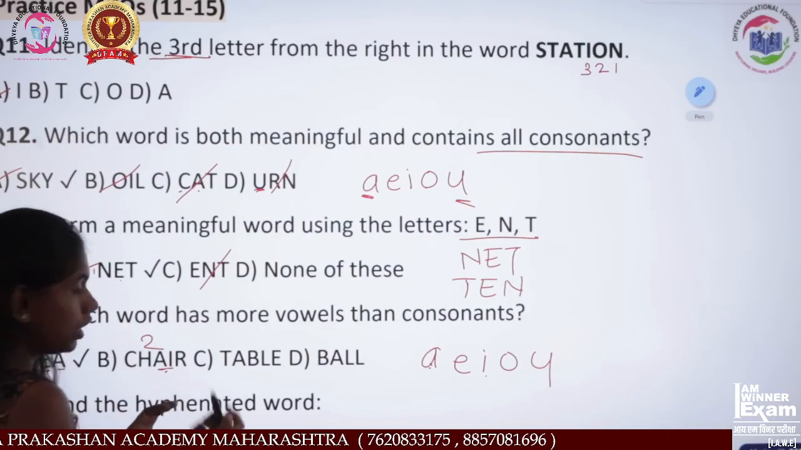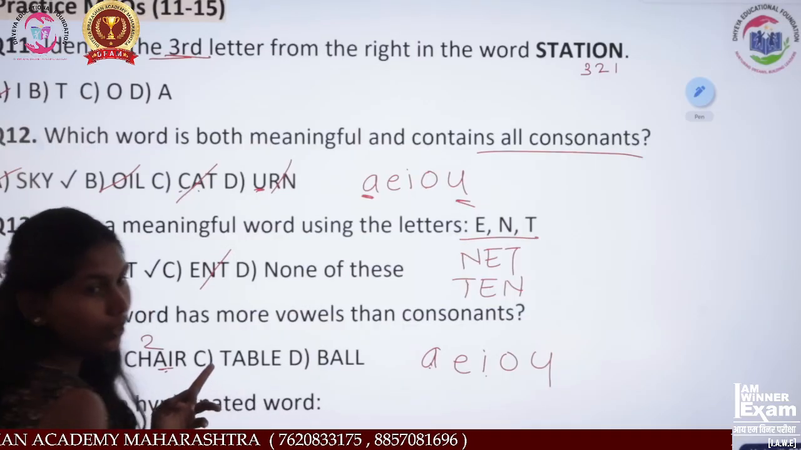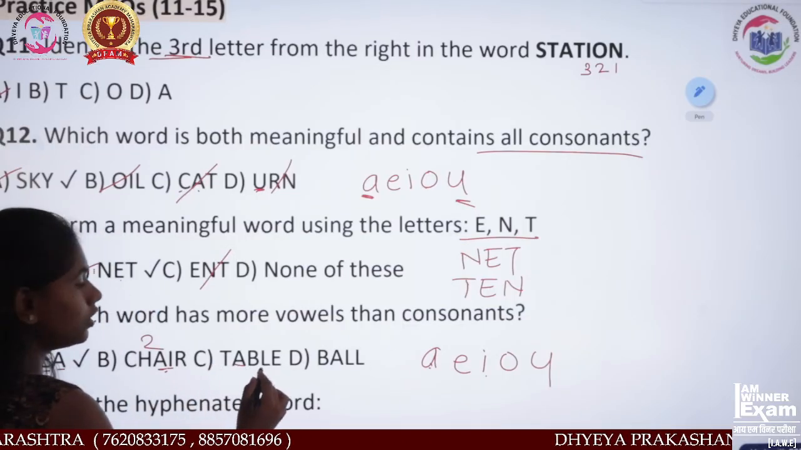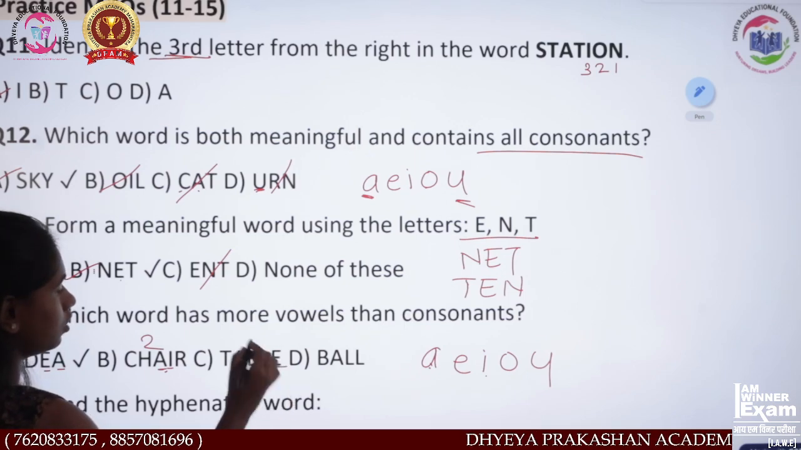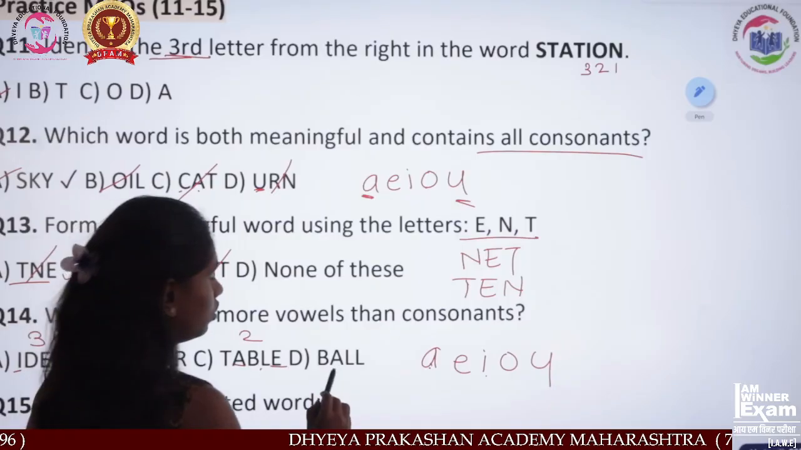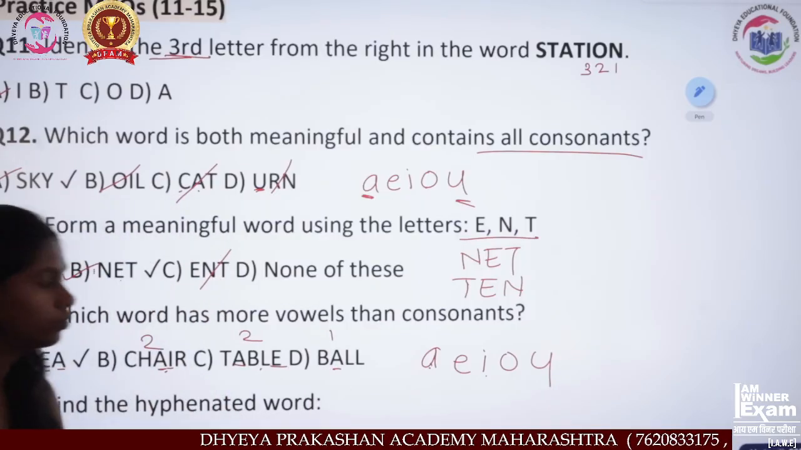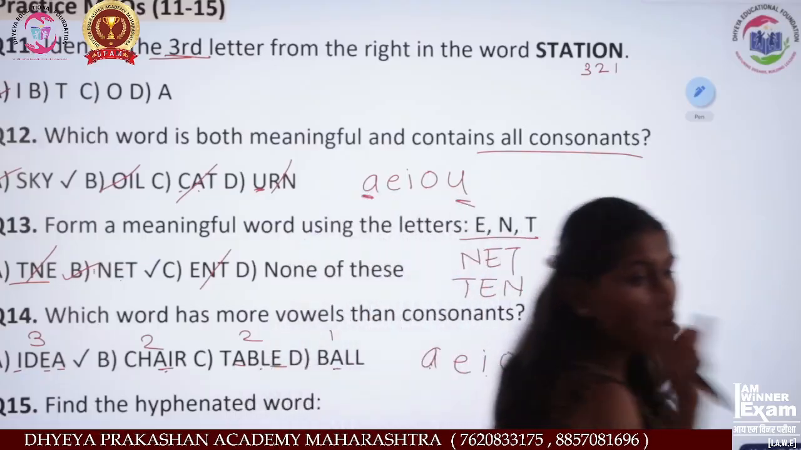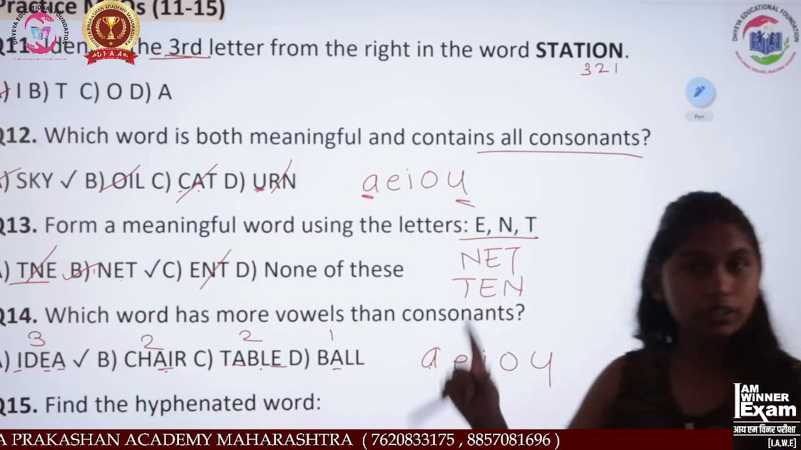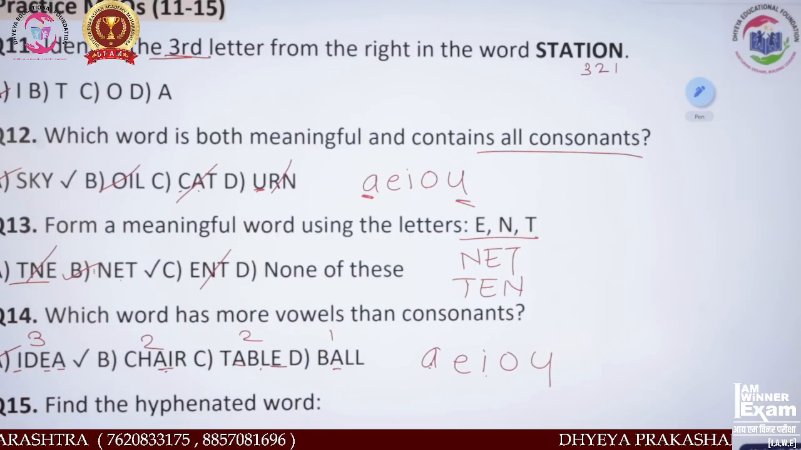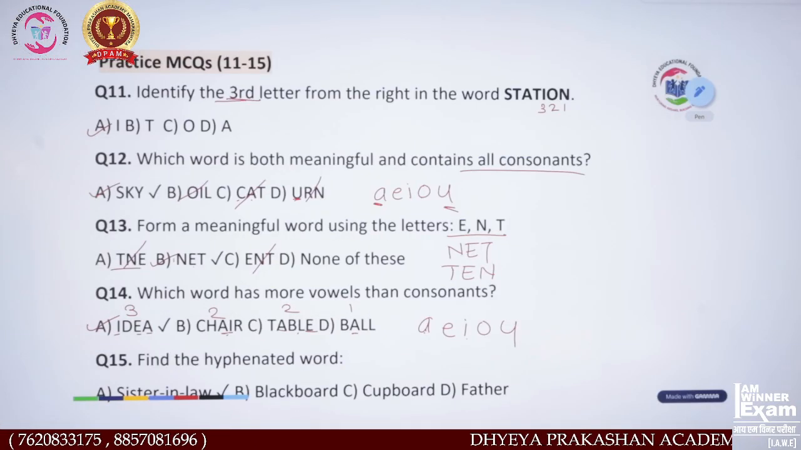Then next, that is table. T is not a vowel, A is, then B is not, L is not, E is a vowel. So this word also contains two vowels. And then the last one has only one vowel. So which of these words contains more vowels? That is the first word, idea. So the correct option will be A, that is idea.